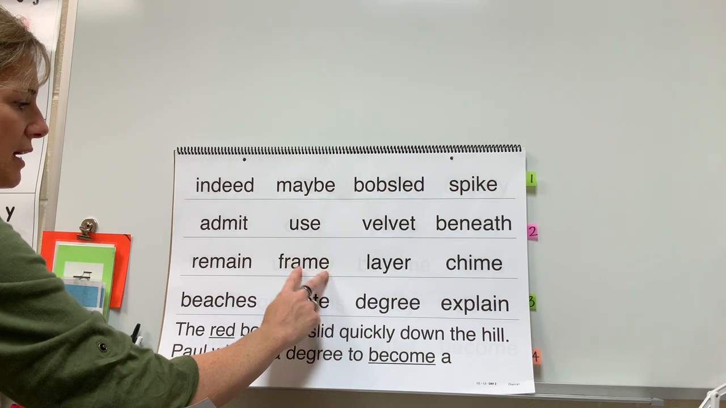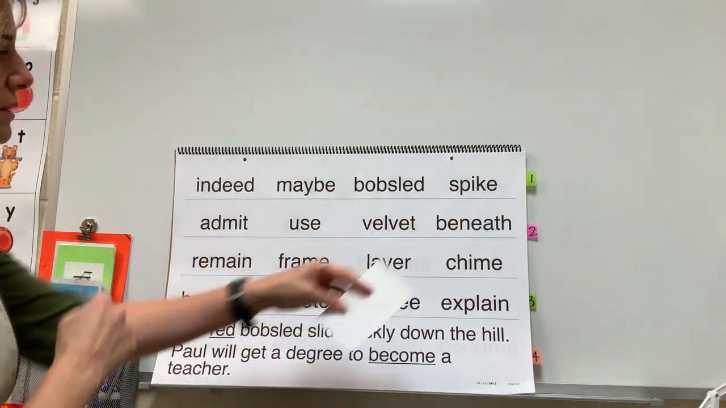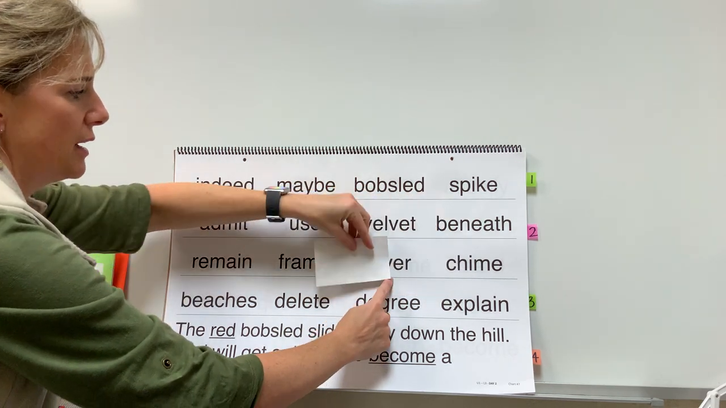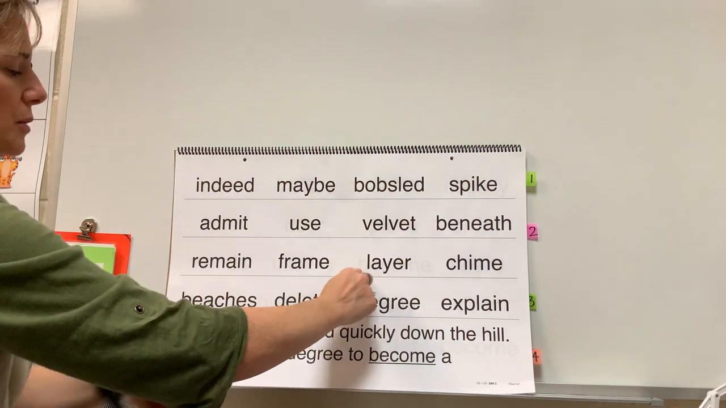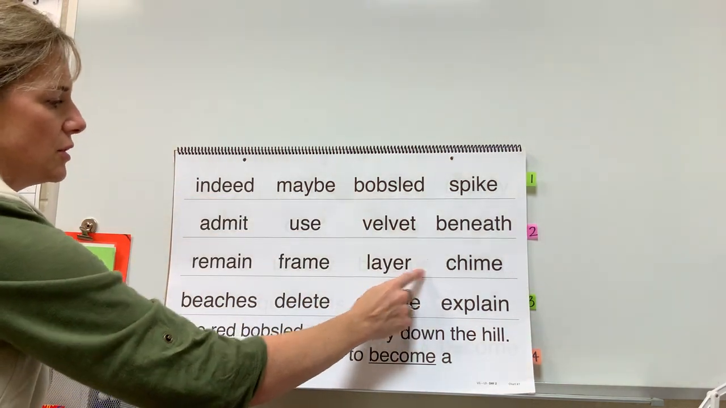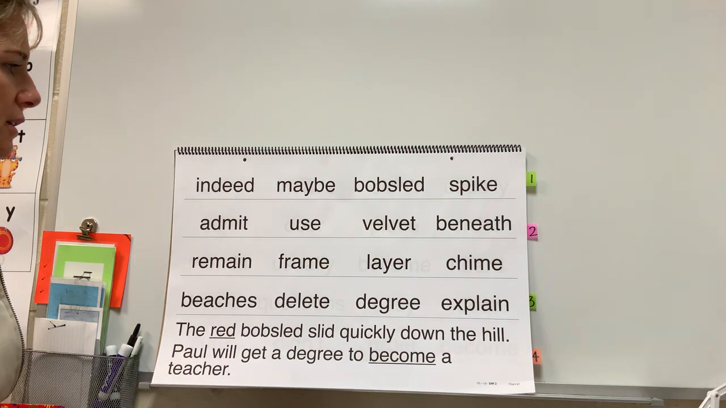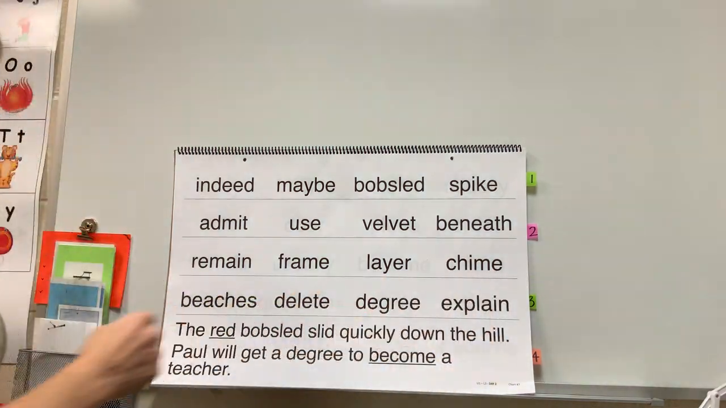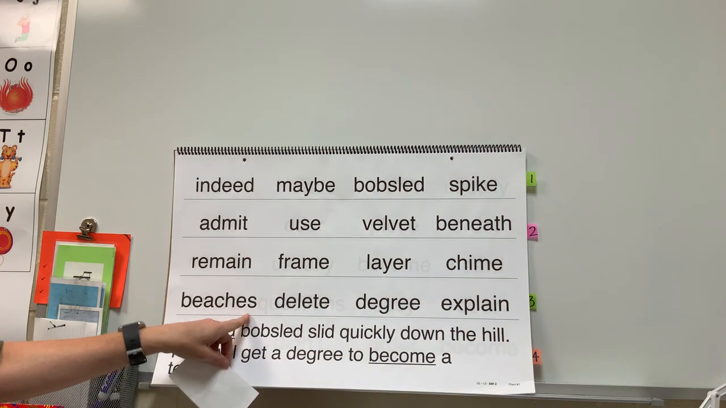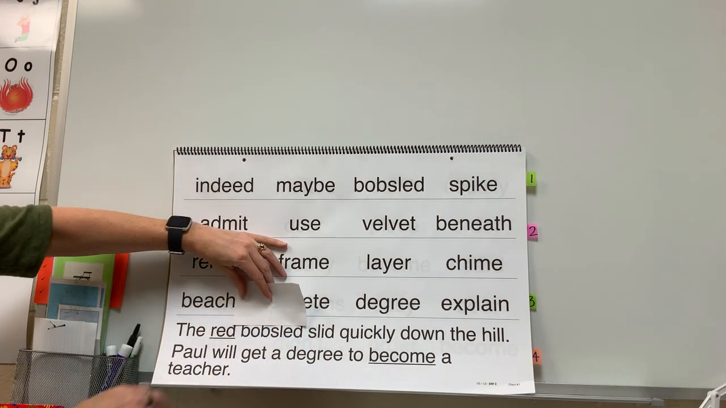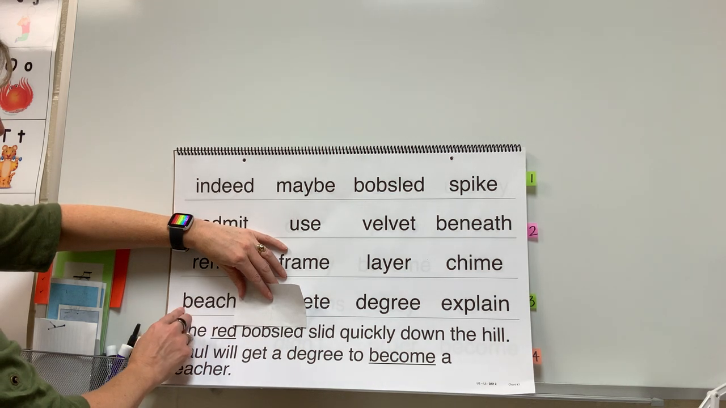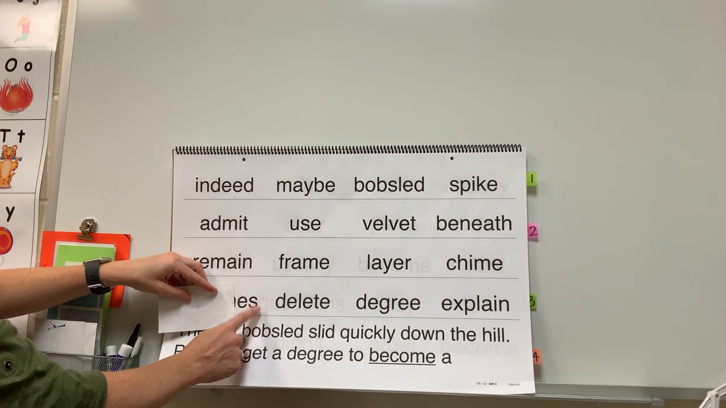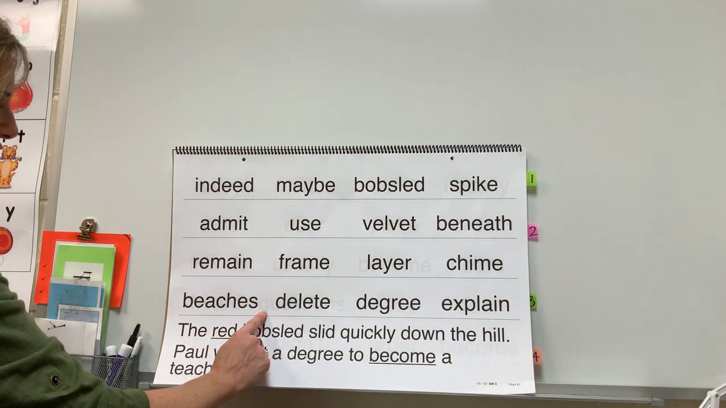Sound, A, word, frame. Sound, A, syllable, lay. Sound, blend. Lay, word, layer. Sound, I, word, chime. This is a word with an ending. Sound, E, base word, beach. Ending, es, word, beaches.